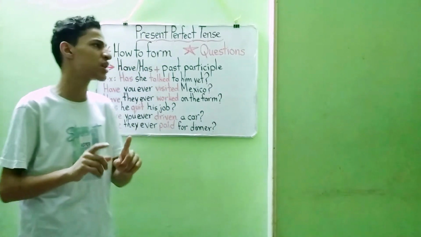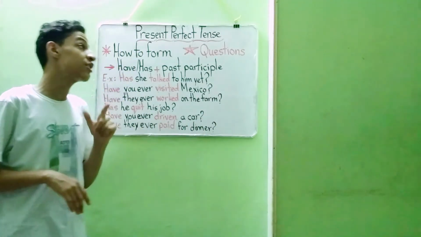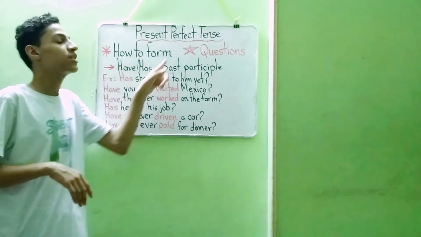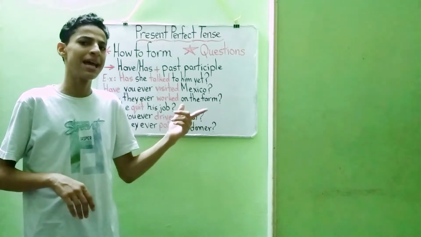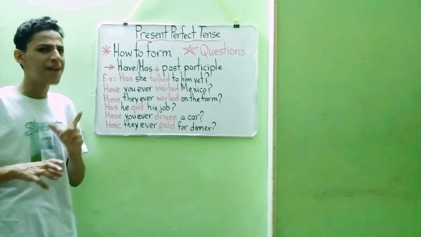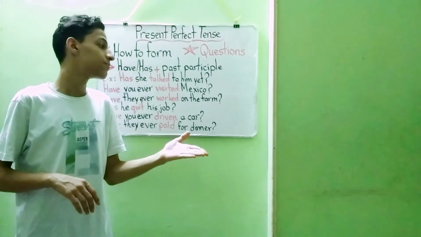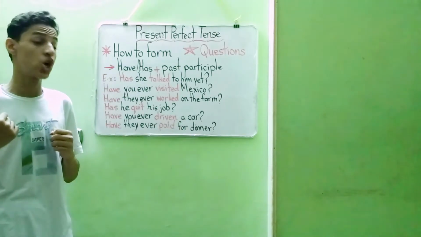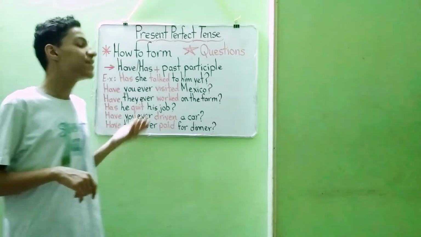Let's have a look at the present perfect in questions. For all verbs, again we use the auxiliary verb to have and the past participle. For example, has she talked to him yet? Have you ever visited Mexico? Have they ever worked on a farm? Has he quit his job? Have you ever driven a car? Have they ever paid for dinner?